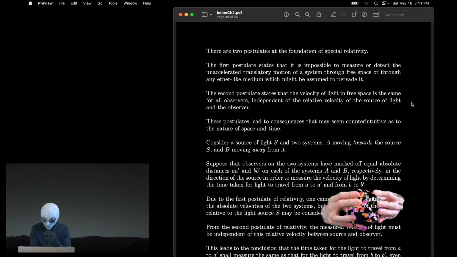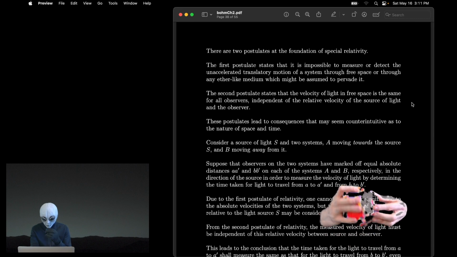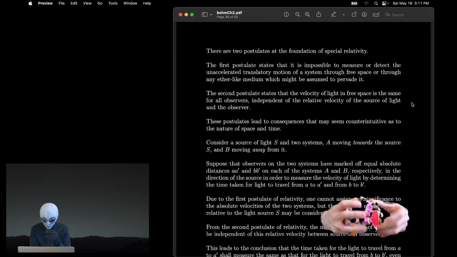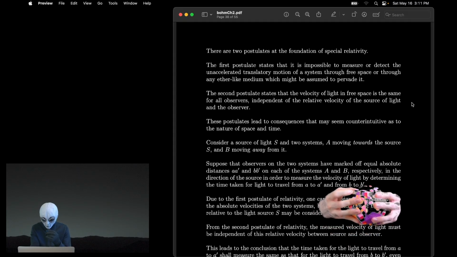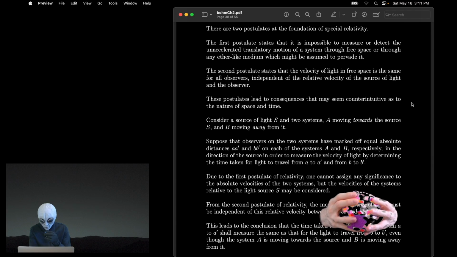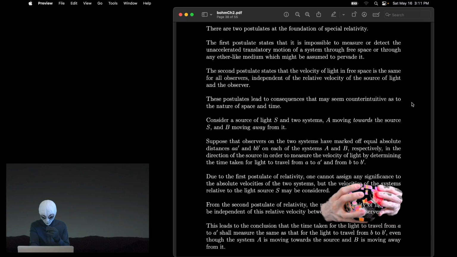There are two postulates at the foundation of special relativity. The first postulate states that it is impossible to measure or detect the unaccelerated translatory motion of a system through free space or through any ether-like medium which might be assumed to pervade it. The second postulate states that the velocity of light in free space is the same for all observers, independent of the relative velocity of the source of light and the observer.